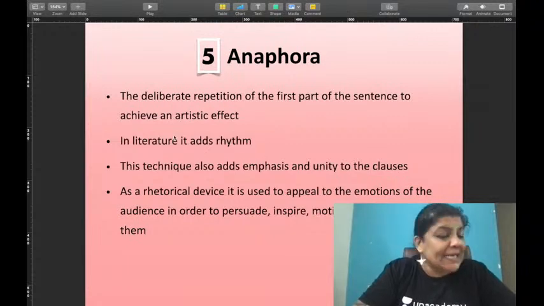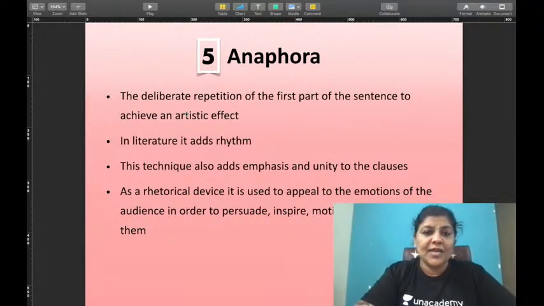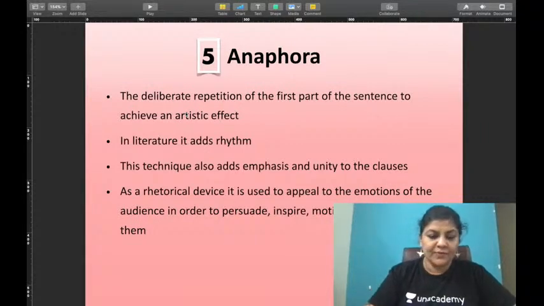Anaphora. That is another kind of repetition. Anaphora is another kind of repetition.